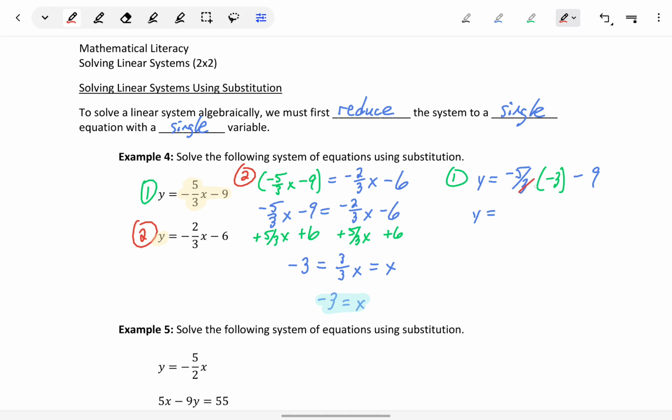-5/3 times -3, our 3's will reduce and leave us with -1. So we'll have -5 times -1, or +5 minus 9, which gives us y is equal to -4. So our solution to this system will be the xy coordinate pair, -3, comma -4. Keep in mind our solution will always be an xy coordinate pair when we're solving these systems of equations.